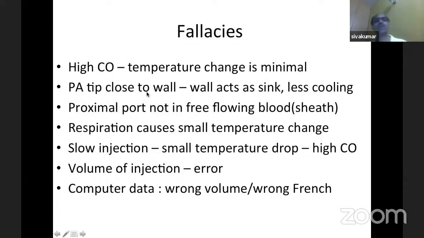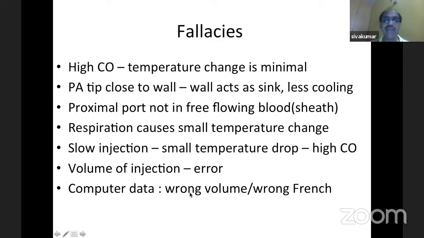If the PA tip is close to the wall, the wall acts as a sink and there is less cooling. If the proximal port is not in free flowing blood, that means the proximal port is within the sheath, the injection may not reach the body quickly. Respiration may induce a small change in the temperature, because when you are breathing in the air at 21 degrees in the cath lab, that is going to cool the blood. Slow injection will have a small temperature drop, so the injection needs to be at a constant fast speed. Volume of injection cannot be wrong. If you are supposed to inject 5 ml, you have to inject 5 ml. And if you inject 4.5 ml, it will be wrong.